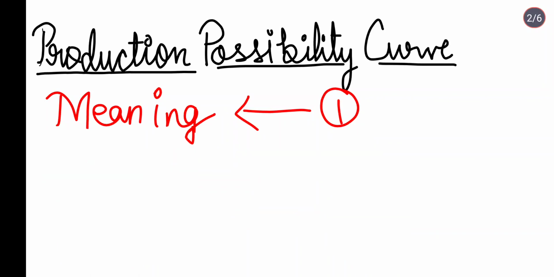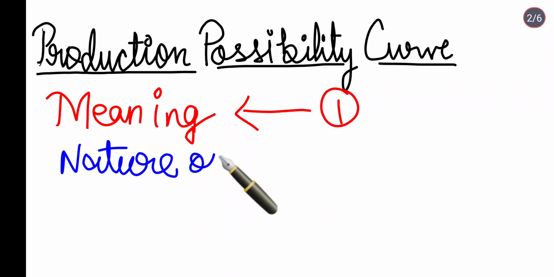So let's begin. So understand that later in this video we will be talking about the central problems of an economy. Before talking about what are those problems, we are going to look at the production possibility curve, which is nothing but it shows the nature of economic problem.